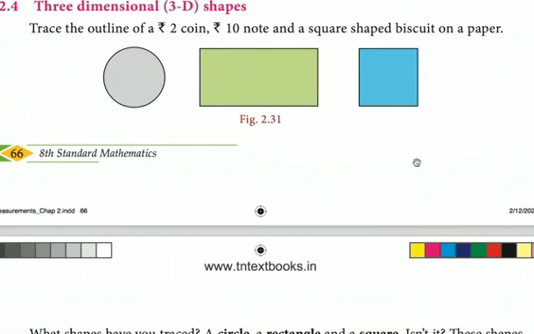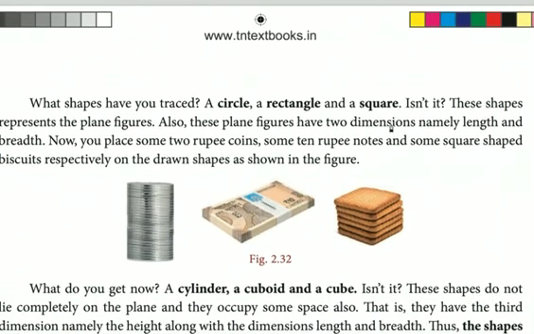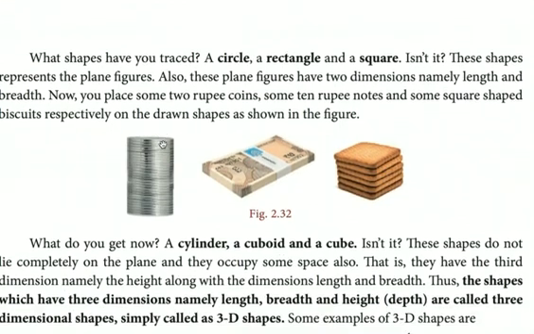Trace the outline of a 2 rupees coin like this, a 10 rupees note like this, and a square shaped biscuit on a paper like this. What shapes have we traced? A circle, a rectangle, and a square, isn't it? These shapes represent the plane figures. Also, these plane figures have two dimensions, namely length and breadth.